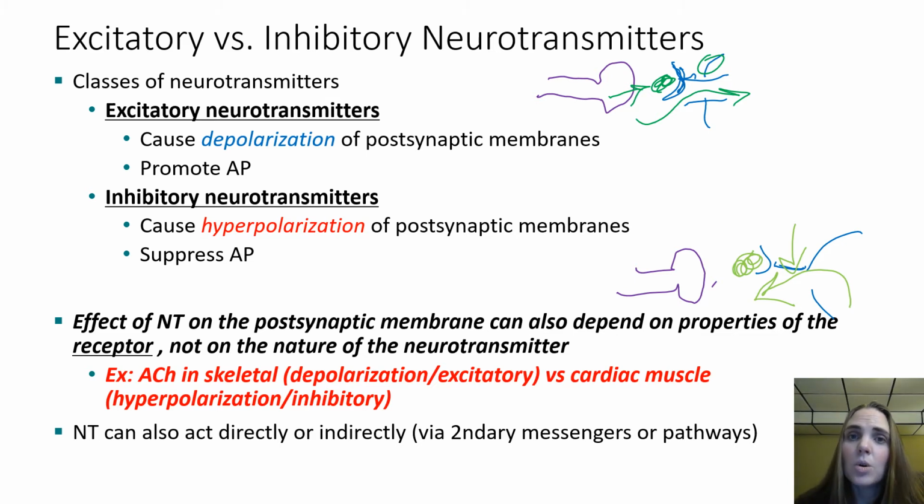When we bind acetylcholine, we get an excitatory effect because the binding of acetylcholine causes a depolarization of the skeletal muscle membrane. So what happens when the neurotransmitter binds to that membrane can depend on the receptor itself, not necessarily the neurotransmitter. So one neurotransmitter may cause different effects in different parts of the body. It might be inhibitory in one place and excitatory in another.